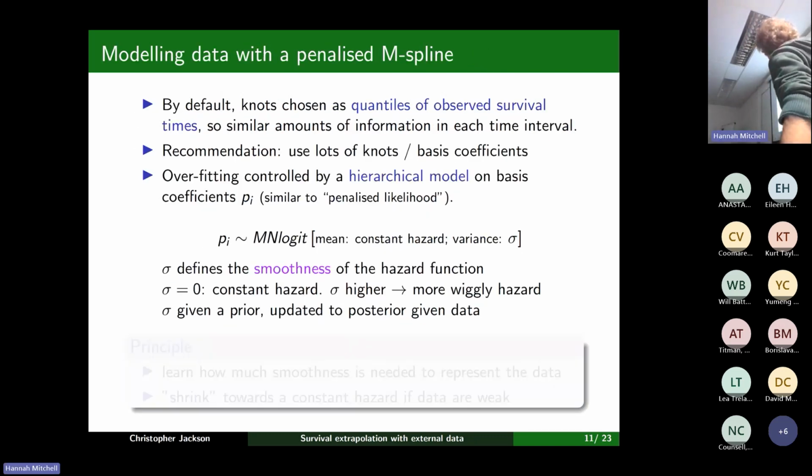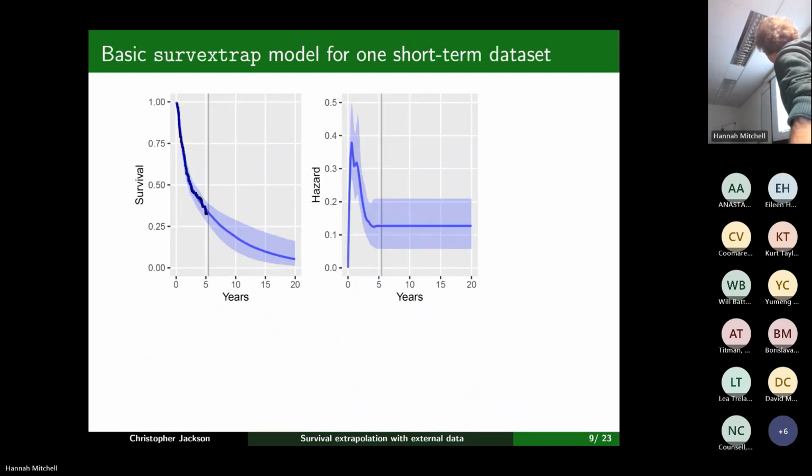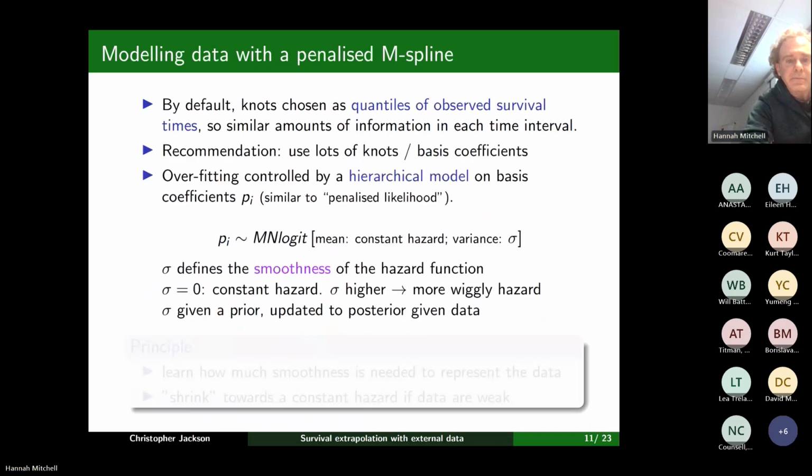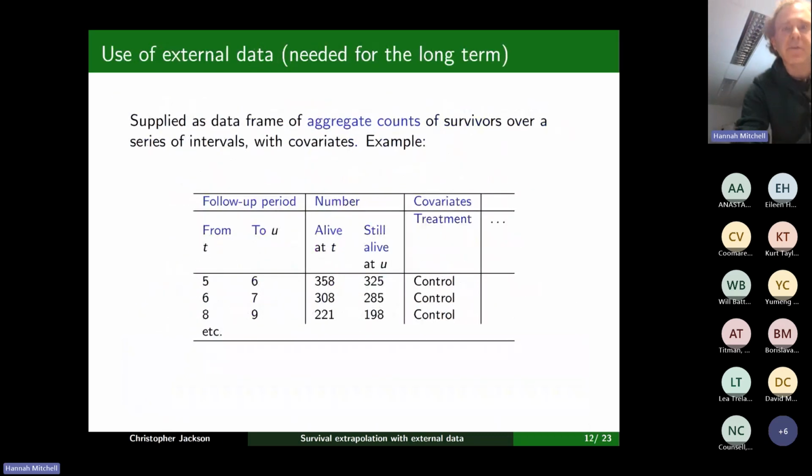Right, so I've explained how this single short-term data set is modeled here. And I'll explain next how to build in longer-term sources of information to enable you to extrapolate more confidently based on evidence. Okay, so, use of external data. The model is fairly general in that it will allow any number of external data sources. But each of these specific data sources has to be expressed as an aggregate count of survivors over a specific time interval.